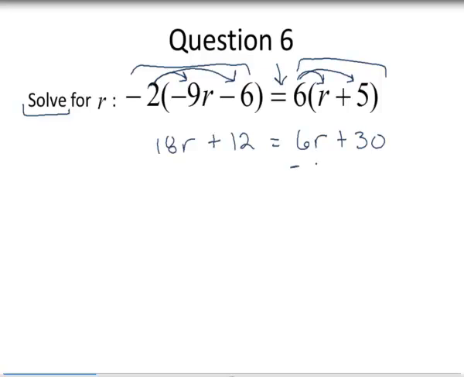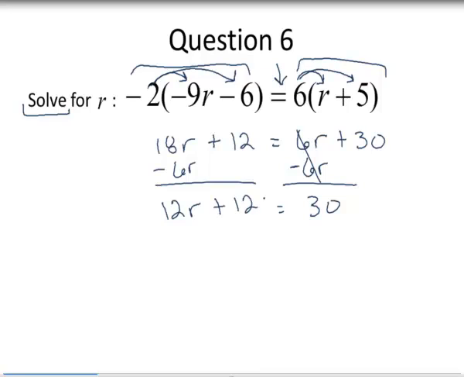Right now it's plus, positive. So I'm going to subtract it from both sides. Same thing on both sides. So over here, positive 6r and a negative 6r will cancel, and I just have 30 left on the right. Over here, I'm going to combine like terms. 18r minus 6r is what? 12. Good. And I have 12r.